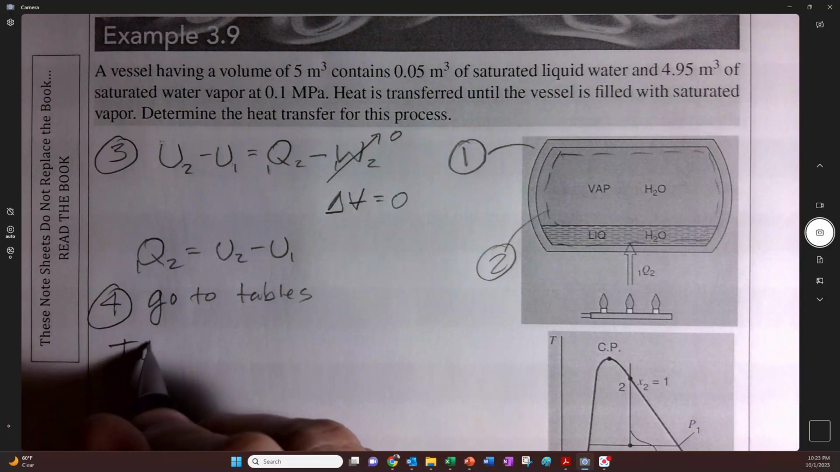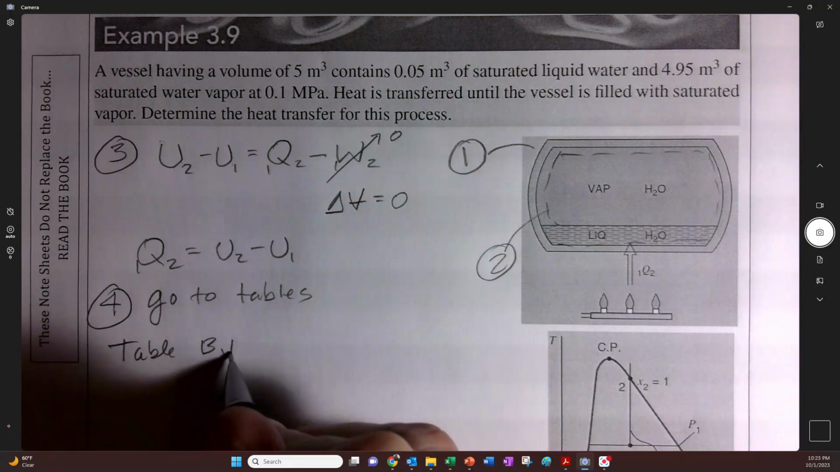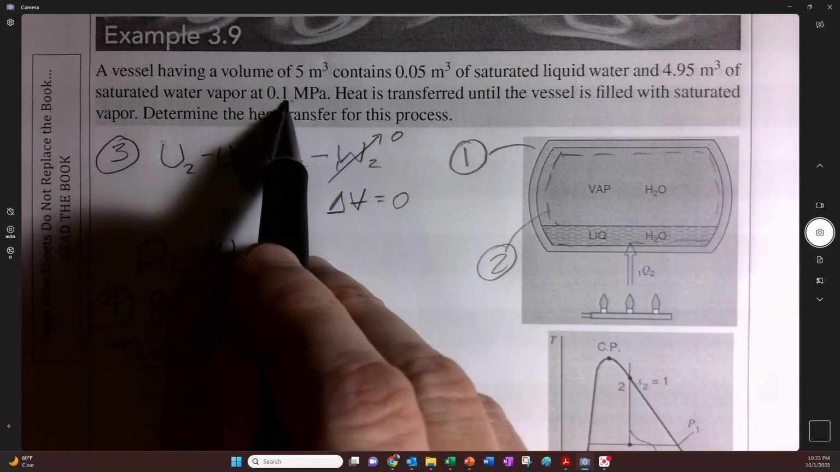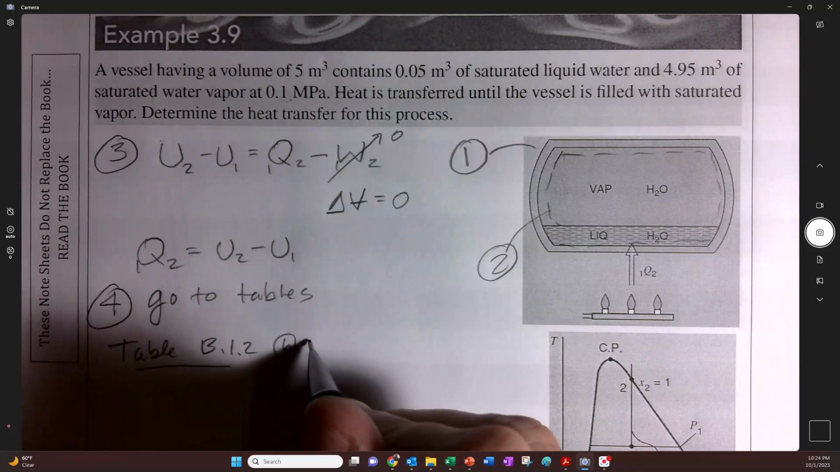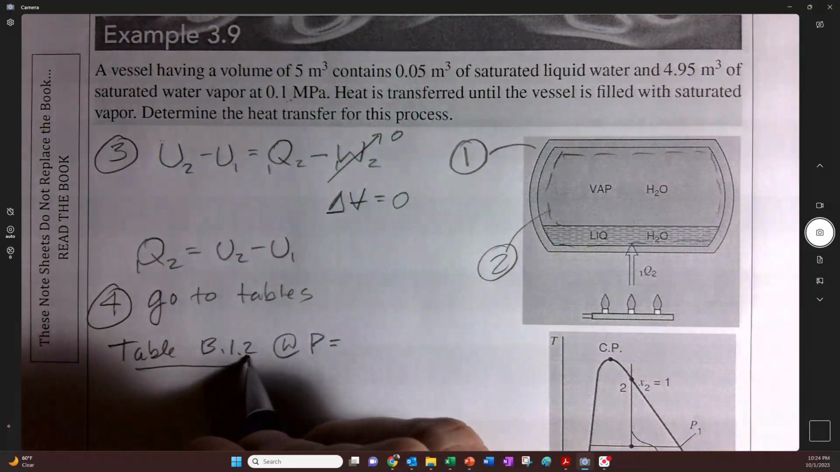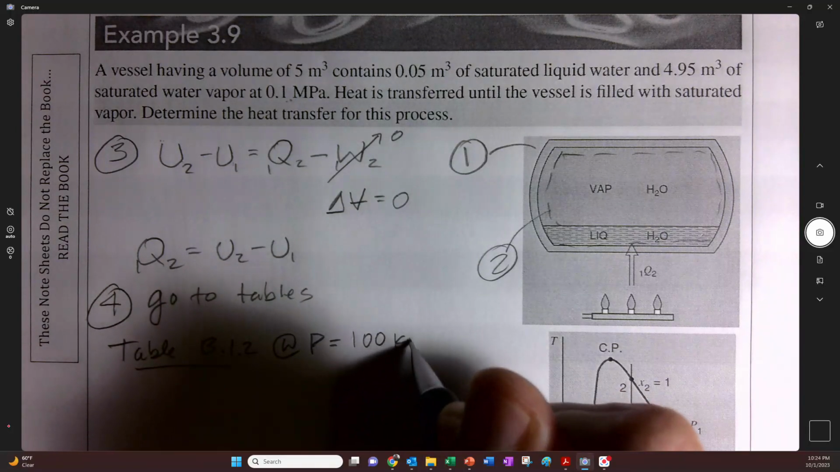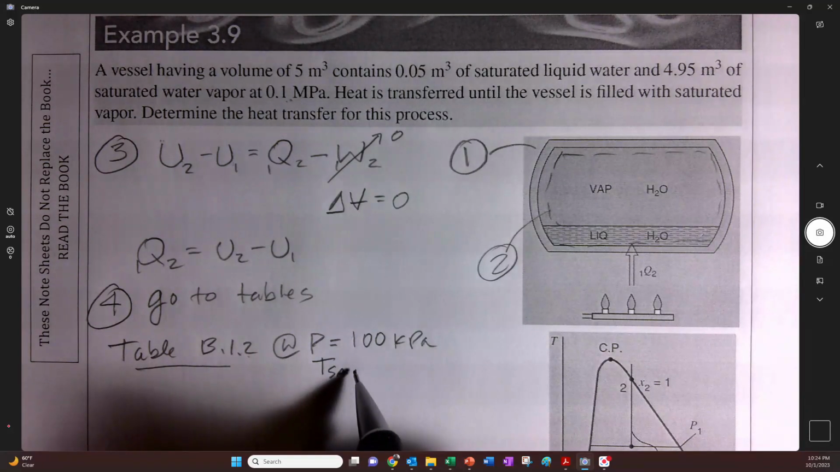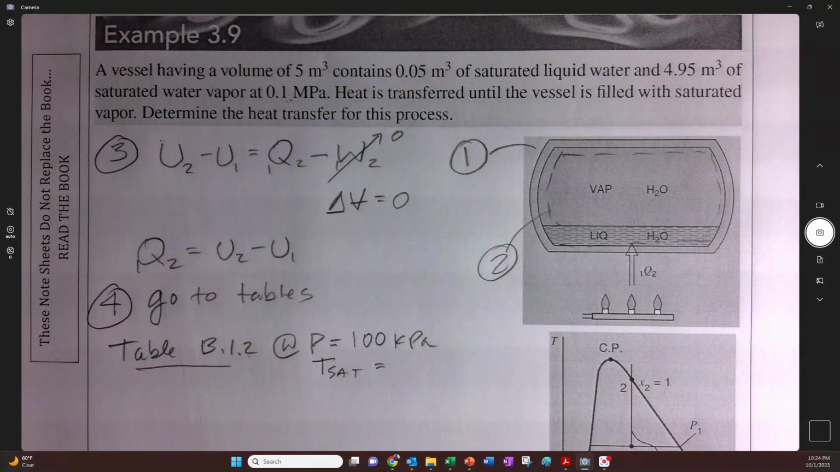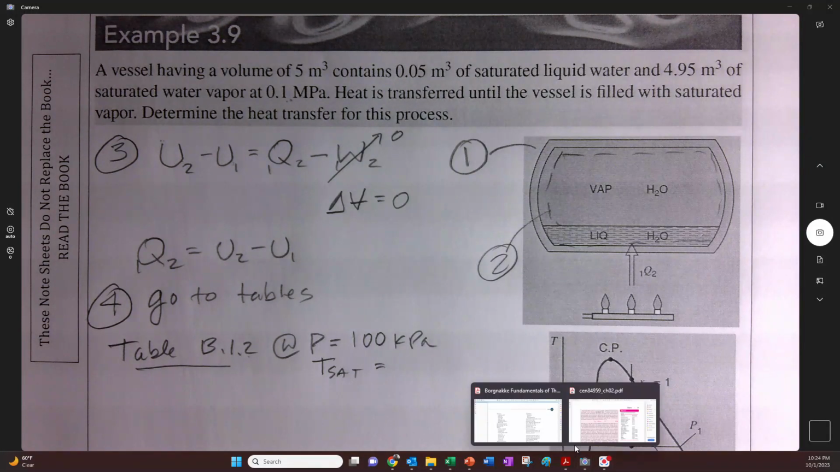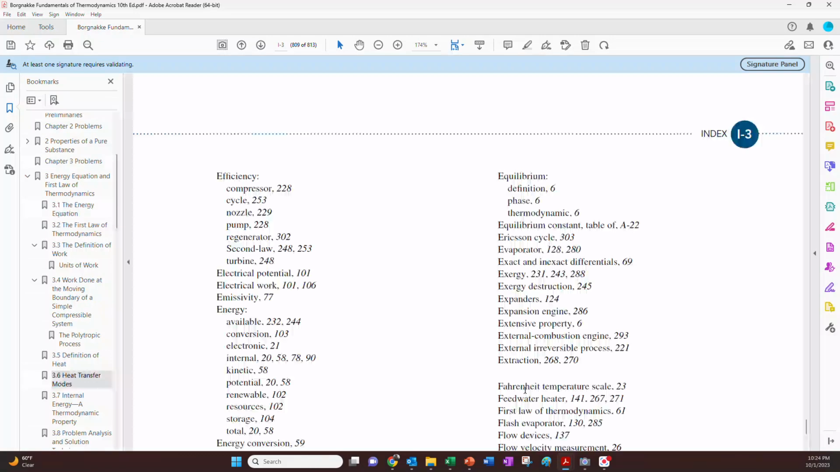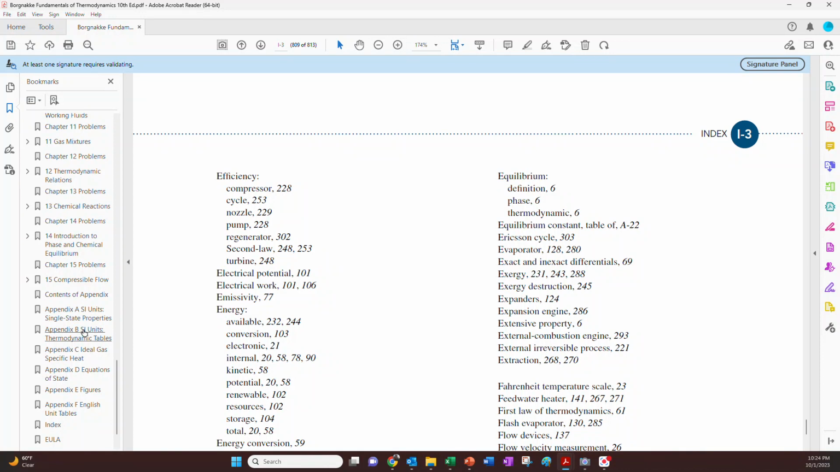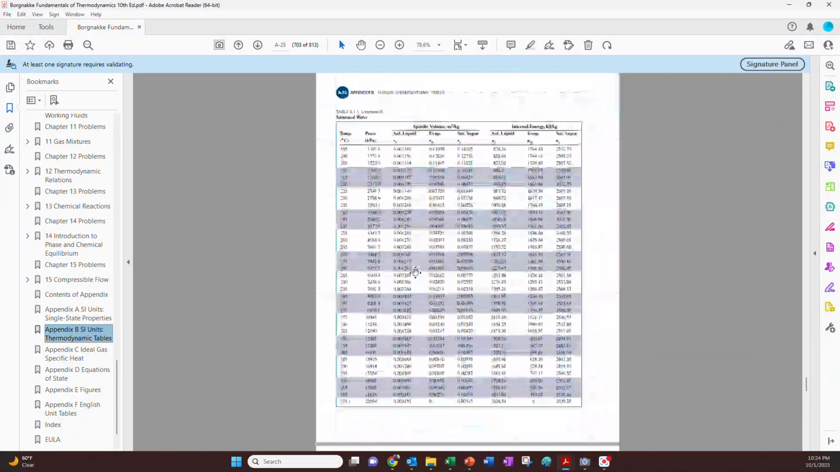So if we go to table B.1.2, because it's a pressure-based problem, we're starting out at 0.1 megapascals. So I'm going to the pressure-based table, P equals 100 kilopascals. One thing I can find from that is T saturated. I think there is a benefit to me going to these tables with you and walking through them in the videos. I don't know, maybe we'll see.